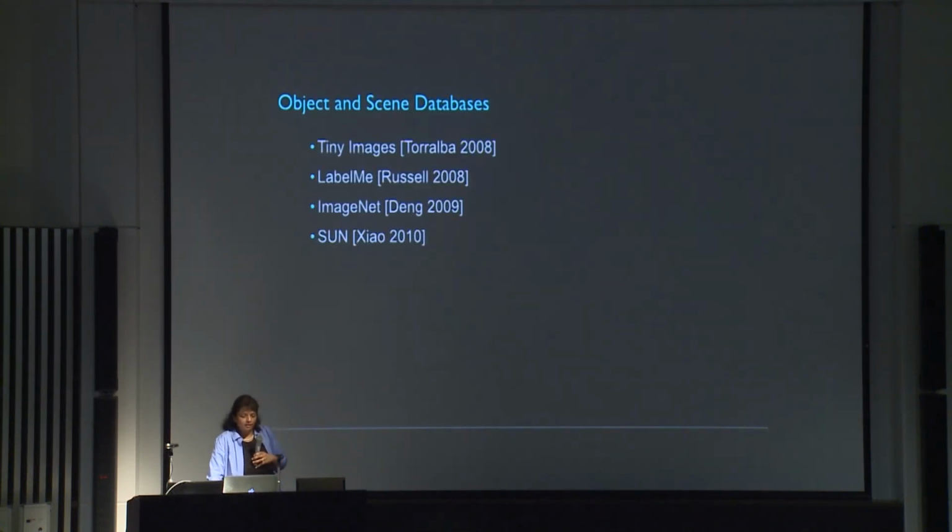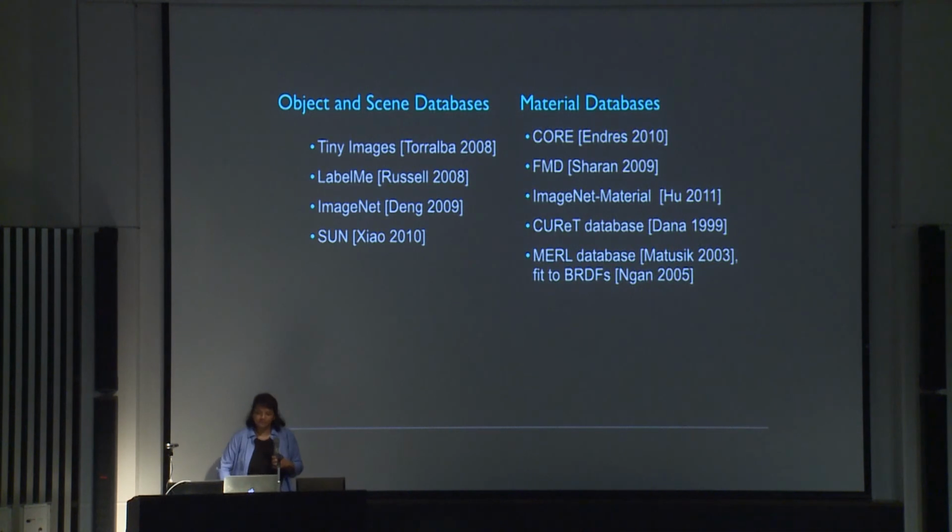So a big motivator for our work is we were thinking about what's the state of the art. We thought that these object and scene databases like LabelMe, ImageNet, Sun have had a big impact on scene understanding and that side of the world. And we wanted a similar resource on the material side. And there is some great stuff on the material side. So there's the Flickr material database, ImageNet material, Curate, Merle database, et cetera. So that was a very good first start.